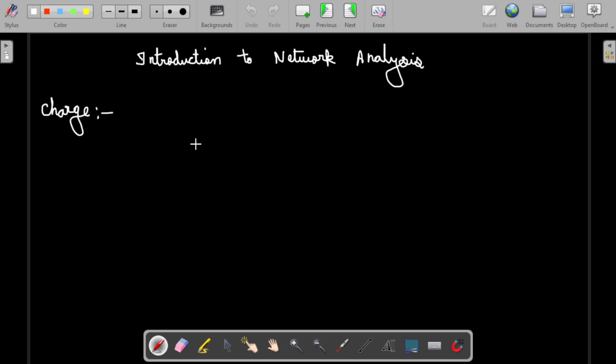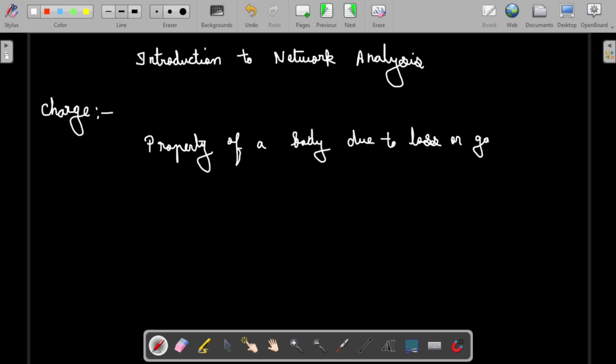Every time we discuss an in-depth subject or any kind of engineering subject, we need to start from the very basic scratch. So we are going to start from the very basic scratch, that is charge, which is nothing but a property of a body due to loss or gain of electrons. Let me give a very fundamental definition: a property of a body, which may be anything, a molecule or anything, we are not worrying about it. Any body that is losing or gaining electrons has this property: charge is a property of the body due to loss or gain of electrons.